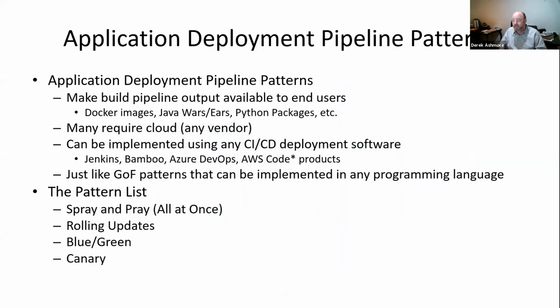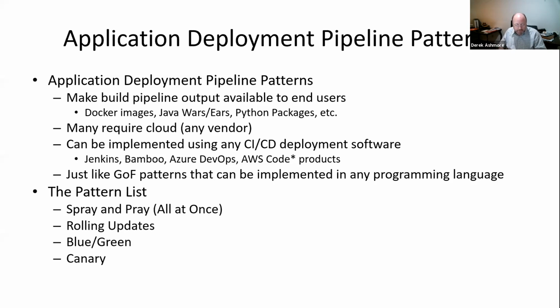So let's talk about application pipeline patterns. Basically, they take build pipeline output and make it available to end users. Some of these patterns require the cloud or are greatly facilitated if you're deploying to the cloud. Others don't. We're going to get into that a little bit.